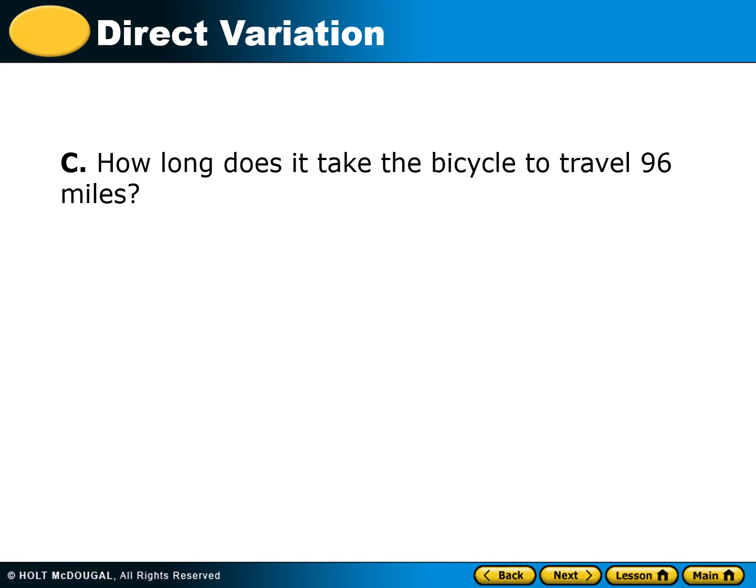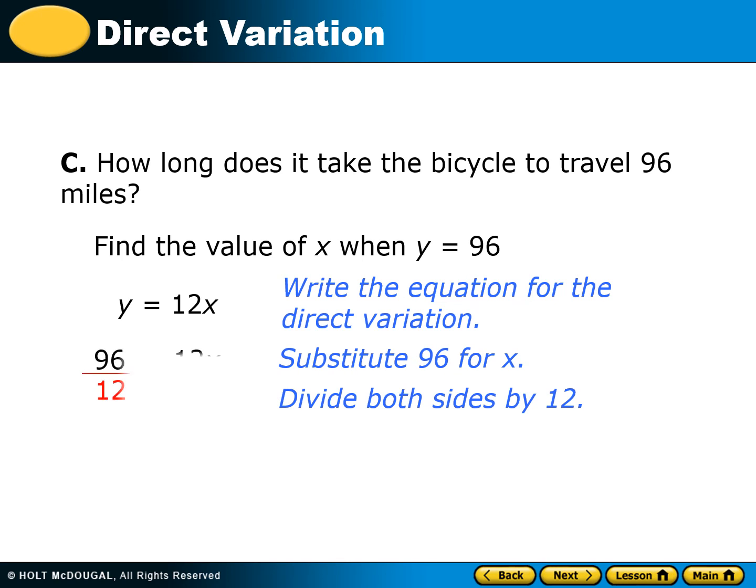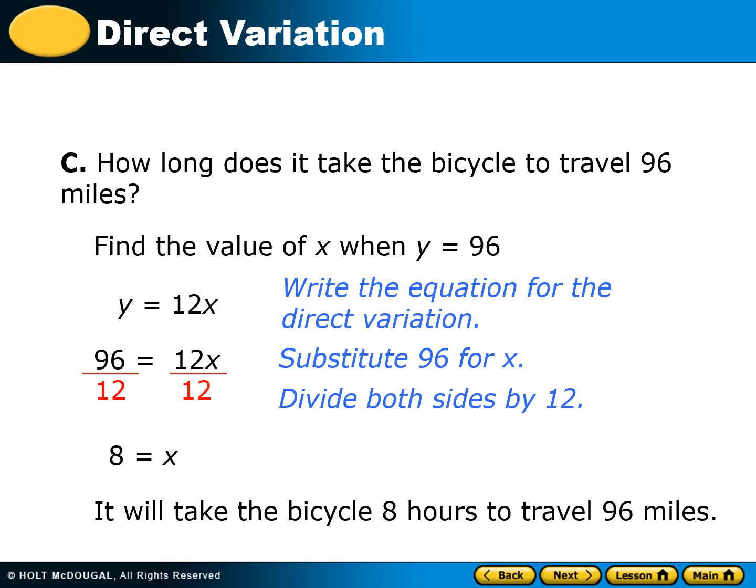So let us answer the question, how long does it take the bicycle to travel 96 miles? We are going to find the value of x when y equals 96. First, we are going to write the equation for the direct variation, y equals 12x. Then we are going to substitute 96 for y. Then we are going to divide both sides by 12. 96 divided by 12 equals 8. So therefore, it will take the bicycle 8 hours to travel 96 miles.